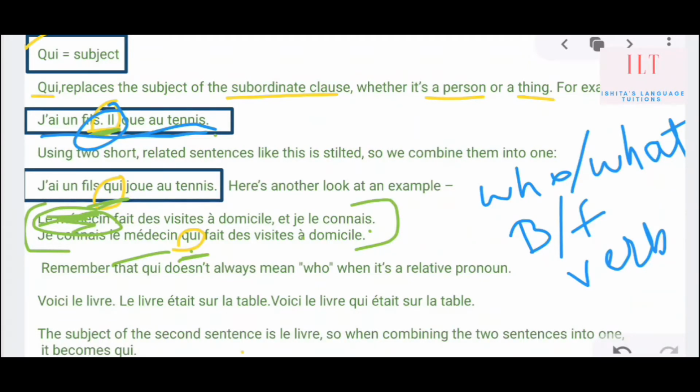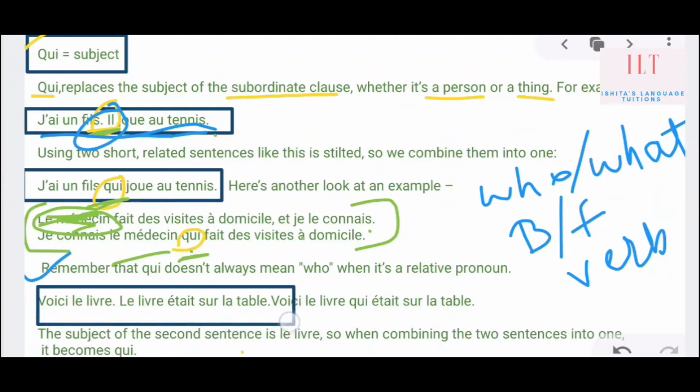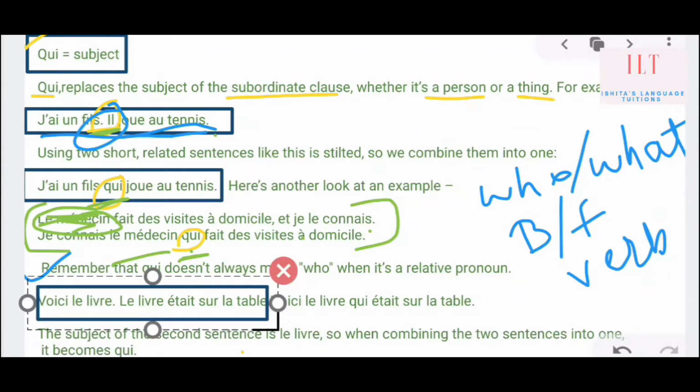Let's move on. Remember that qui doesn't always mean who when it's a relative pronoun, okay? So for example, we have voici le livre, il était sur la table. So how to identify the subject here? What was on the table? Le livre. Simply you ask the question what before the verb. Était is our verb. So we got our subject, le livre, and we can replace it.